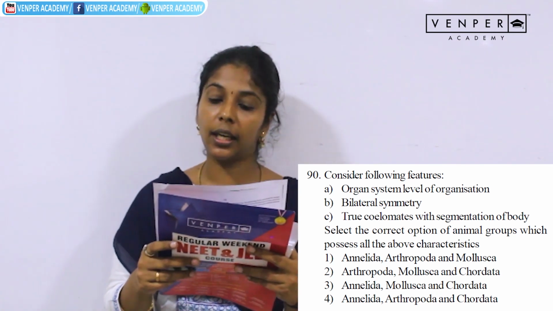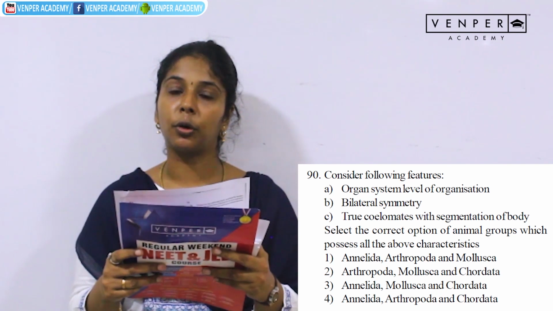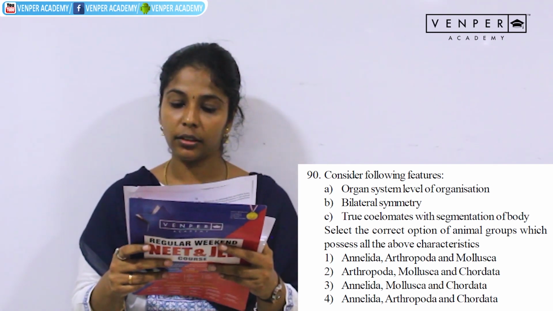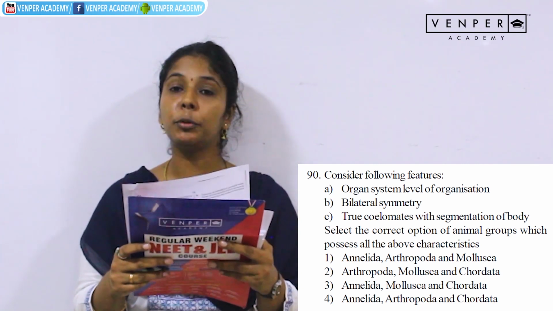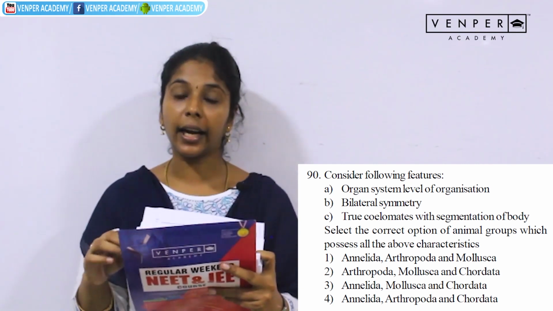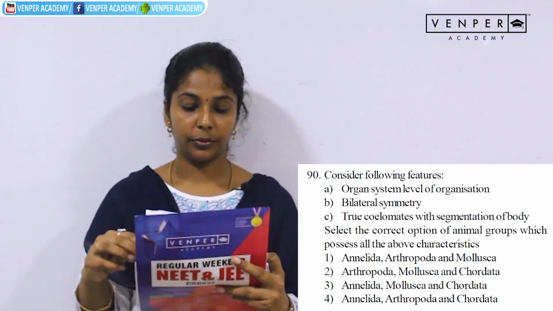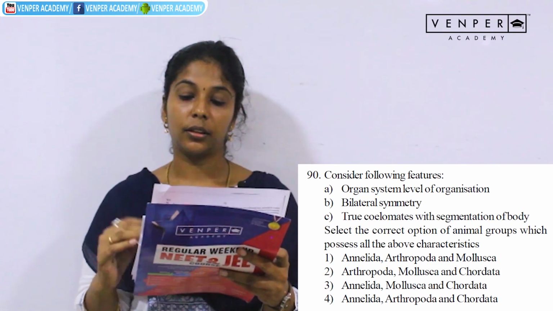Option 1. Annelida, Arthropoda and Mollusca. Option 2. Arthropoda, Mollusca and Chordata. Option 3. Annelida, Mollusca and Chordata. Option 4. Annelida, Arthropoda and Chordata. The correct answer is option 4. It is Annelida, Arthropoda and Chordata.